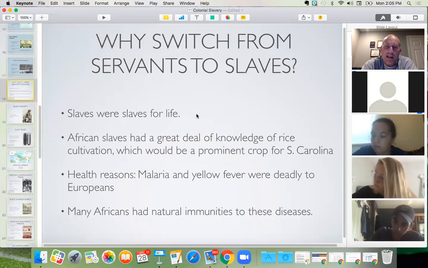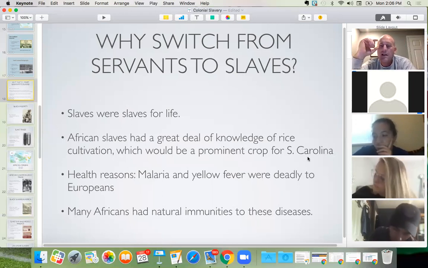There becomes an incentive in South Carolina. Now, slavery is going to be introduced on a mass scale, plantation slavery in South Carolina. Slaves were brought to Jamestown in 1619.